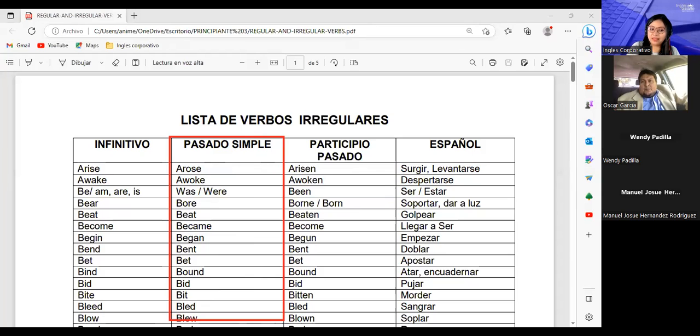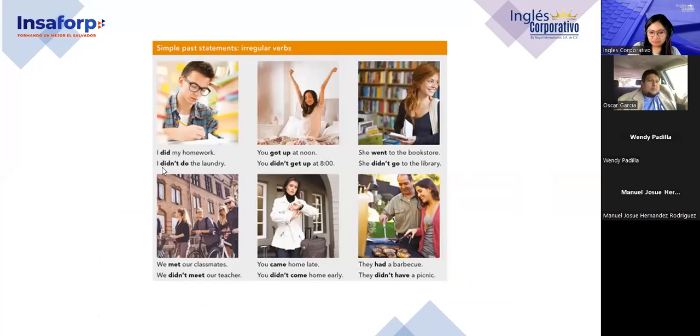Because we have an auxiliary verb. El verbo auxiliar no hace distinción si es un verbo regular o irregular, not really. El auxiliar es para ambos tipos de verbos en pasado. Affirmative, ahí sí, tengo que prestar atención. Negative and interrogative, como hay verbos auxiliares, escribo el verbo en presente o en su forma base, como le llamamos.